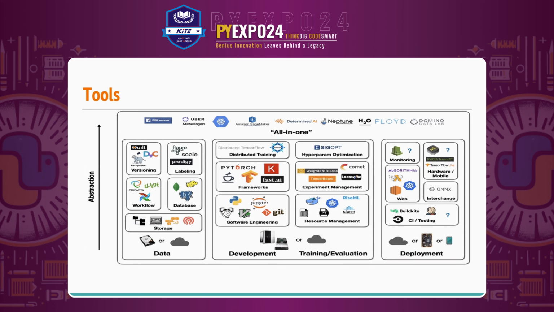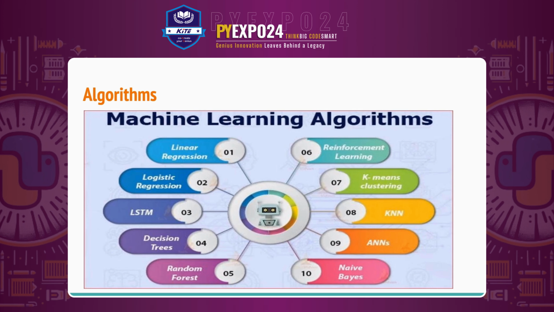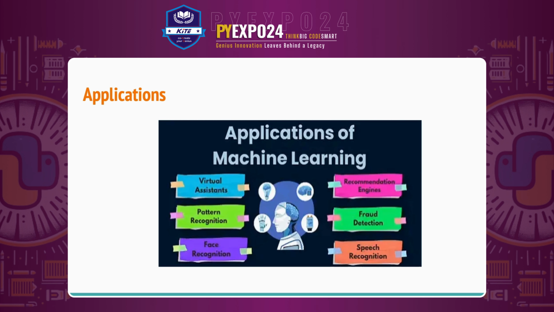The tools used for data development and deployment are given here. The most commonly used machine learning algorithms are linear regression, logistic regression, LSTM, decision tree, random forest, etc. The common applications of machine learning include virtual assistants, face recognition, fraud detection, etc.